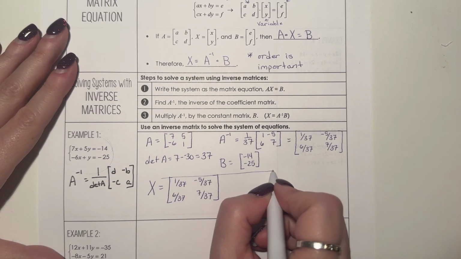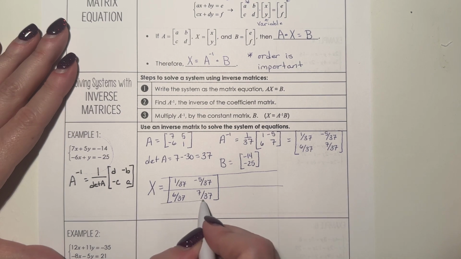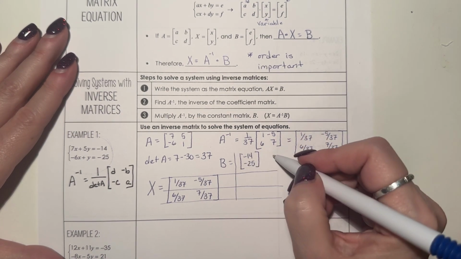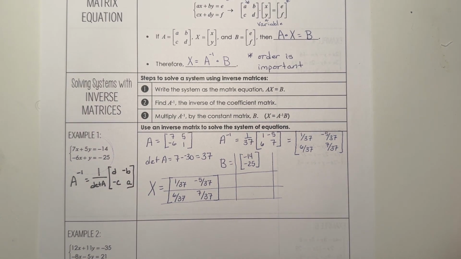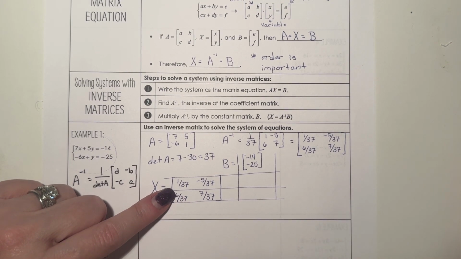Let me just give myself a little bit of space to do that. And I'm gonna make this a little wider than we normally do, just because there's fractions involved. So give yourself a little bit of space to write all these things down. Okay, so you're gonna multiply 1 over 37 times negative 14. Yuck.